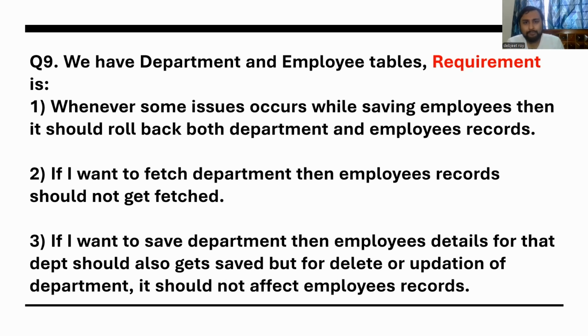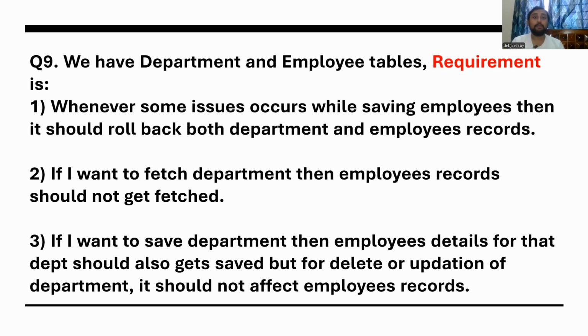Okay, so if I'm saving employees, while saving employees some issue came. With one of the employee records there is some mismatch, or there is some issue with any of the columns of that employee record, because of which it got a unique constraint violation exception while saving, or some issue is coming while saving into database. Then what is happening? Department records are not getting rolled back, only employee records are getting rolled back. So how can you resolve this kind of problem?